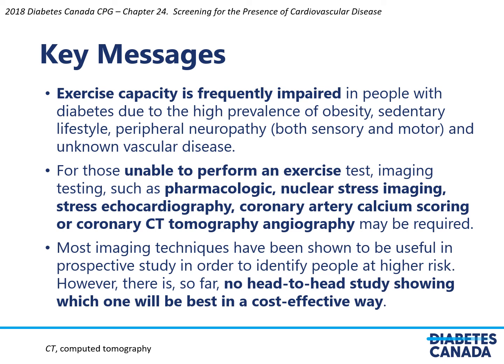Exercise capacity is frequently impaired in people with diabetes due to the high prevalence of obesity, sedentary lifestyle, peripheral neuropathy, both sensory and motor, and unknown vascular disease. For those unable to perform an exercise test, imaging testing such as pharmacologic nuclear stress testing, stress echocardiography, coronary artery calcium scoring, or coronary CT angiography may be required. Most imaging techniques have been shown to be useful in prospective study in order to identify people at higher risk. However, there is so far no head-to-head study showing which one will be best in a cost-effective way.